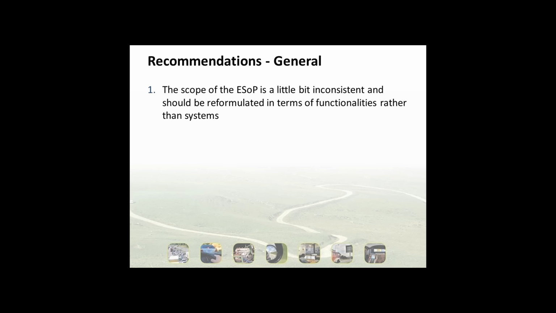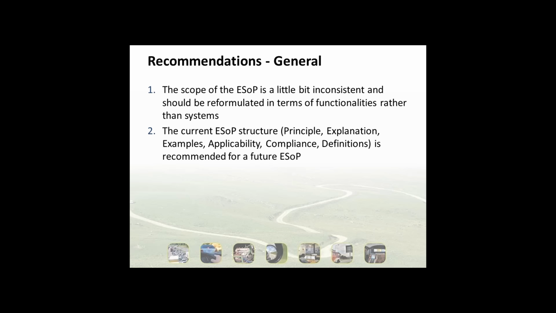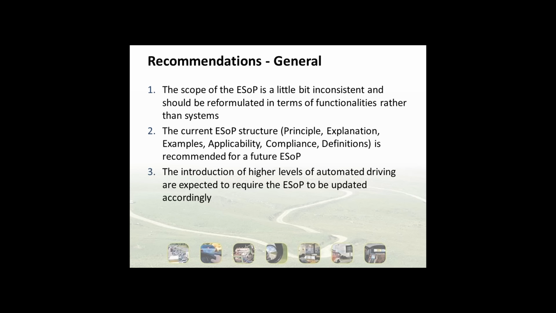You can discuss about systems, include, exclude systems, like, for example, the discussions on ADAS, information systems or not, which types of systems to be included or excluded. Maybe it could be resolved if one says, well, we decide to include functions in the scope, but not specific systems. Maybe it's a point of future discussion. The current ESOP structure, which is for each principle, brief description of the principles, some explanations, examples, comments on applicability, compliance, maybe by reference to standards and definitions, is also recommended for future ESOP. So please keep the structure. This is good.